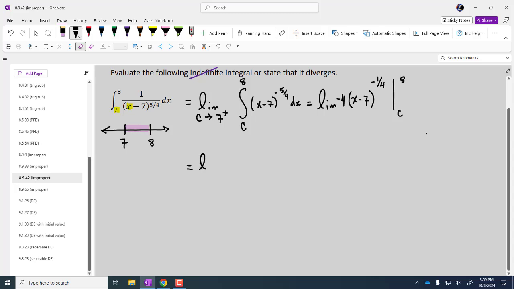This is going to be the limit. Let's pull out the negative 4. Get the constant out of the way. So we're going to have 8 minus 7, which is 1. 1 raised to any power is just 1, minus the quantity c minus 7. So the negative 1/4, I'm going to make it a positive 1/4 and put it in the denominator. It's always easier when there's no negative exponents. We're taking this limit as c goes to 7 from the right.